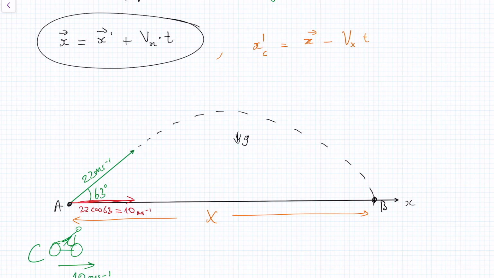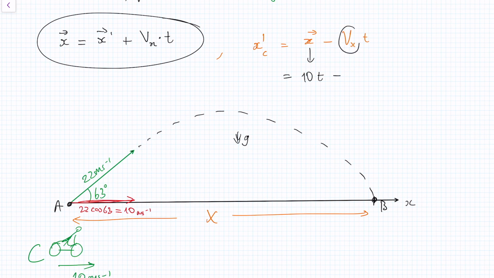So what is x? What is the horizontal component of the position? It will simply be velocity times time. We're looking at it horizontally, and there is no acceleration, so this will be 10t. Why 10t? Because 22 cos 63 will be 10, and that is the horizontal motion observed by the observer at A. And then we want to say it's minus Vx times t.